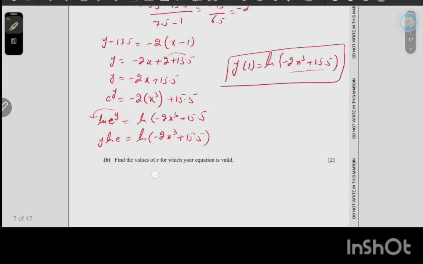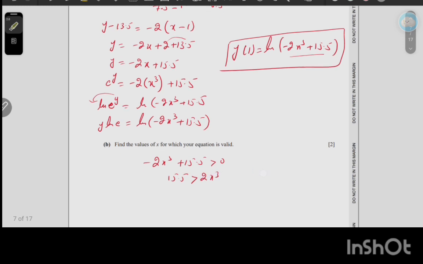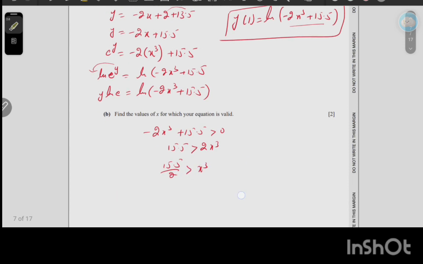Minus 2x power cube plus 15.5 greater than 0. We have to apply that because the log value never will be negative. 15.5 greater than 2x cube. So here 2 will be divided on the other side, x cube.